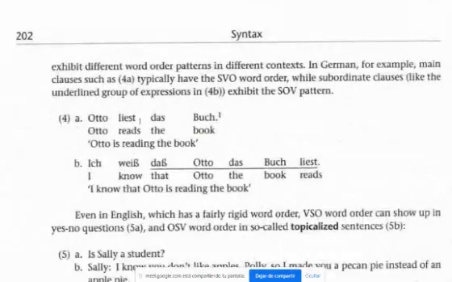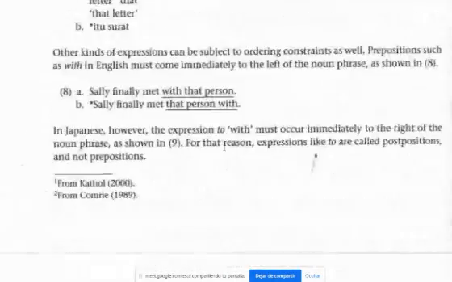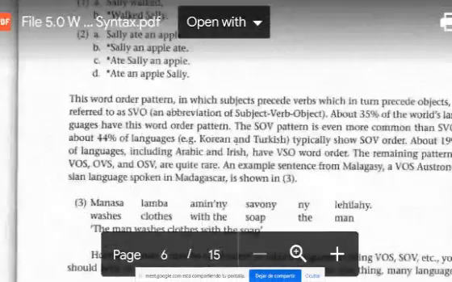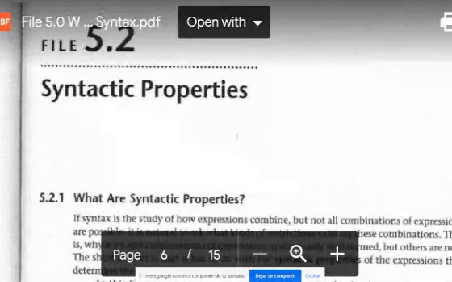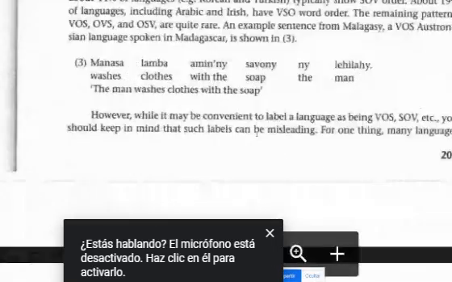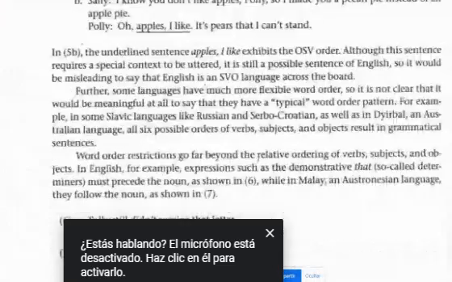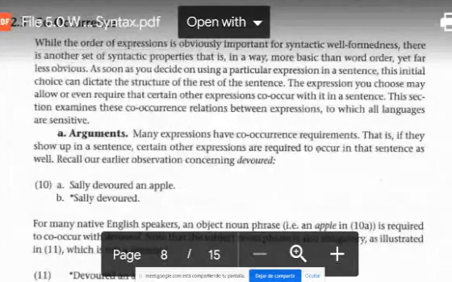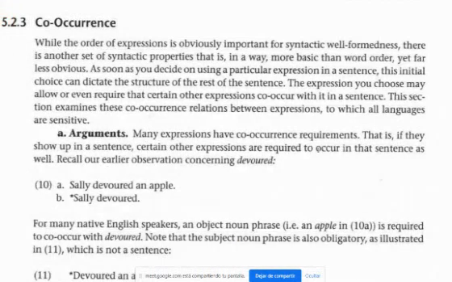And then you see more here. SVO. Word order is the first syntactic property, and there is another syntactic property of language. You see, word order is important here, and then you can read more. The other important syntactic property is what? Co-occurrence. So write that one. Co-occurrence. The question is, what is co-occurrence? Co-occurrence is another syntactic property.